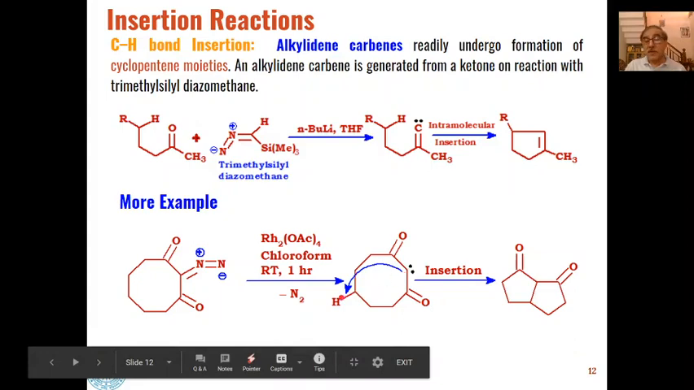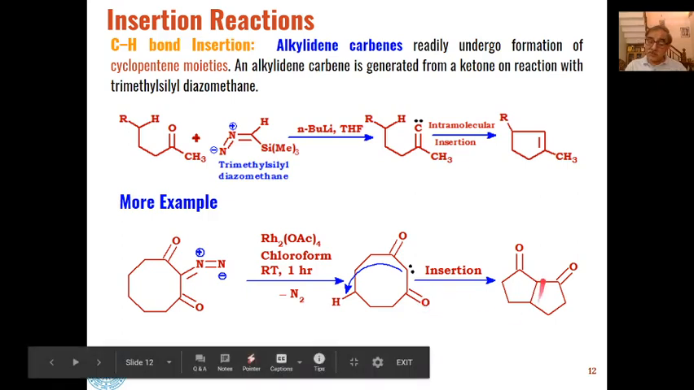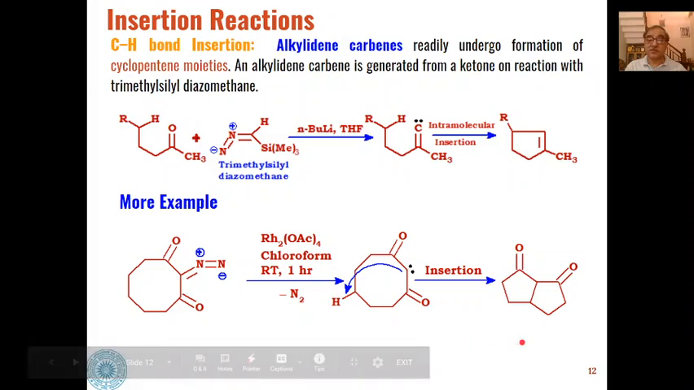And why does this carbon hydrogen bond insertion take place not at this or this? Because if here the insertion will take place, we will get a 6-membered ring and a 4-membered ring. And as I have told you, whenever there is a possibility of intramolecular insertion, the 5-membered ring formation is preferred over 6-membered or any other member, that is either 6-membered or 4-membered. Then only 5-membered ring formation will be preferred. So that is why the insertion takes place at this carbon hydrogen bond.